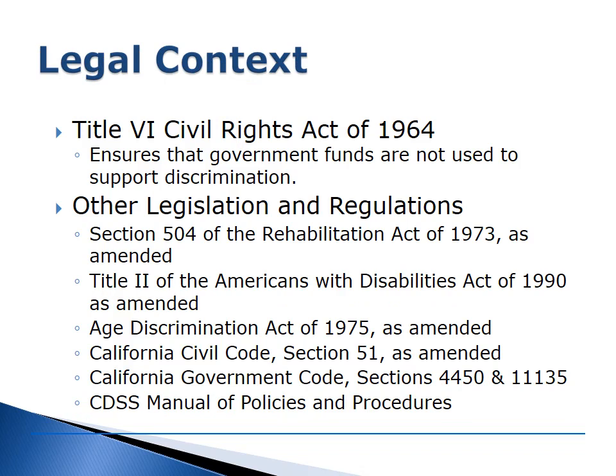The legal context for this training is taken from the Title VI Civil Rights Act of 1964. This ensures that government funds are not used to support discrimination. Other legislation and regulations include Section 504 of the Rehabilitation Act of 1973, Title II of the Americans with Disabilities Act of 1990, Age Discrimination Act of 1975, the California Civil Code, Section 51, the California Government Code, Sections 4450 and 11135, and the CDSS Manual of Policies and Procedures.